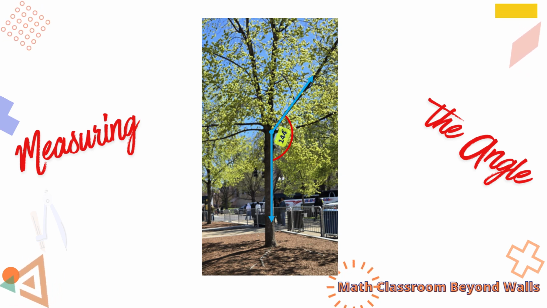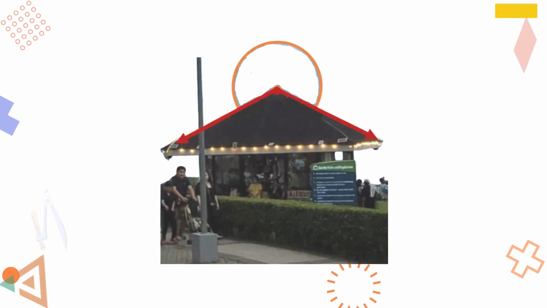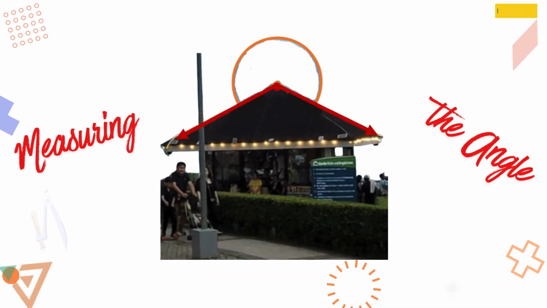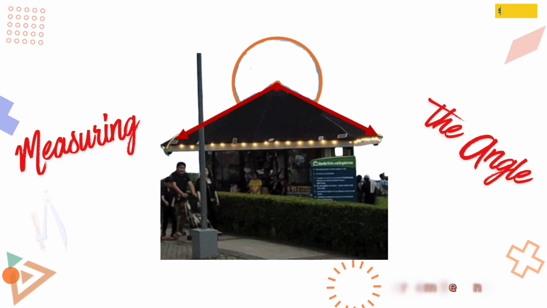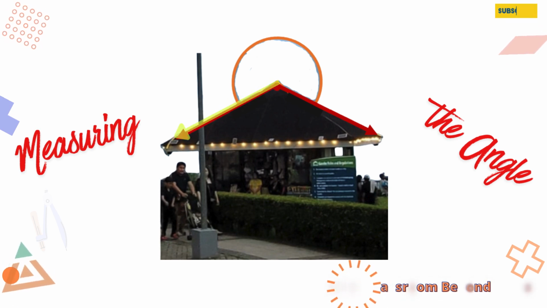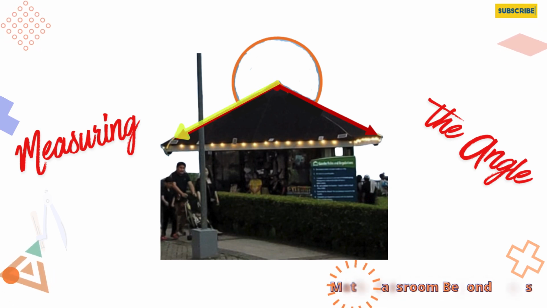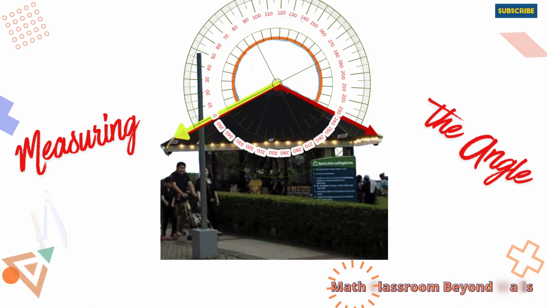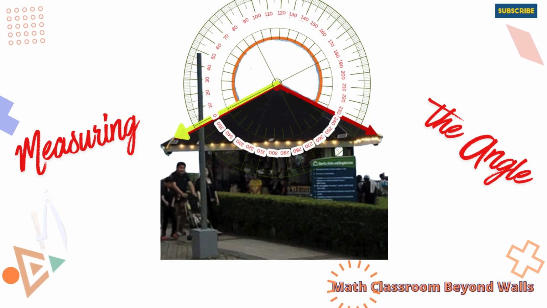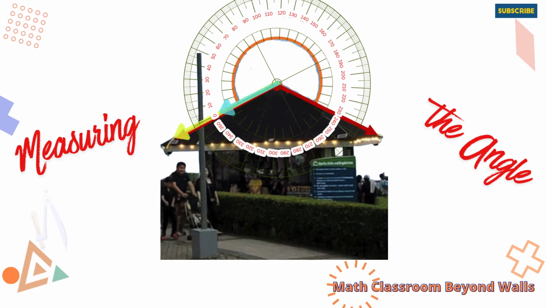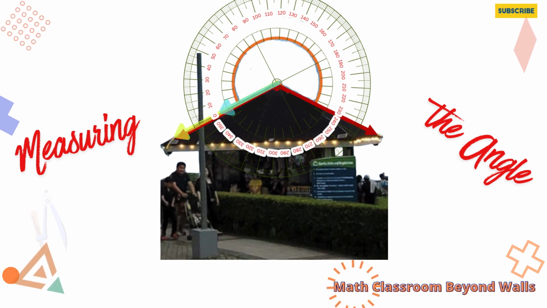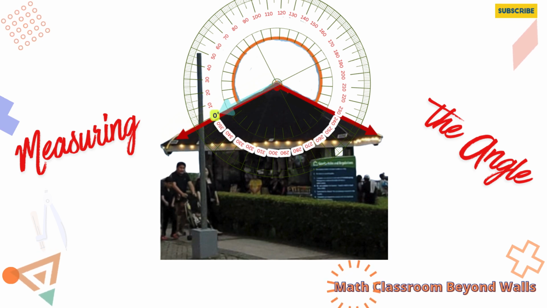Finally, we get the measure of this angle. This time, we will use the circular protractor and consider the ray on the left as its initial side. As usual, place the protractor center point directly on the angle's vertex and the baseline on top of the initial side of the angle. This is where the 0 degree of the angle is.